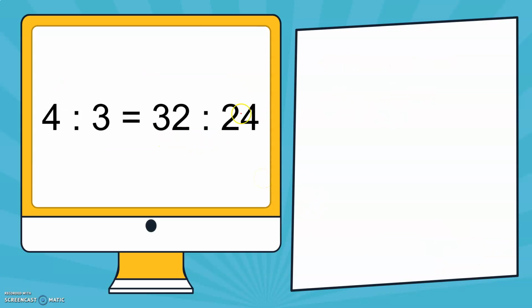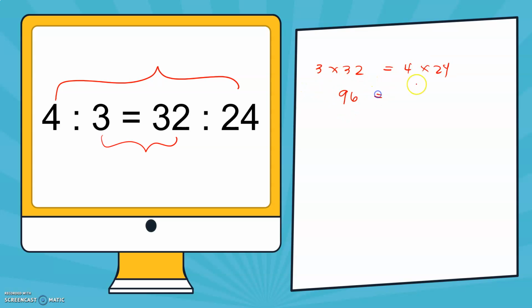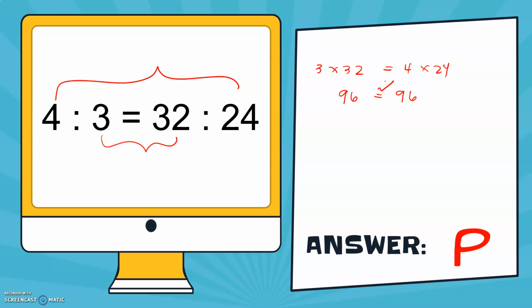Let's have the next one. So again, we will just multiply the extremes and the means. You can get the product of the means first before the product of the extremes. That will just be the same. So let's try 3 times 32. Then 4 times 24. 3 times 32 will give us 96, while 4 times 24 will give us 96 as well. Are they equal? Of course they are. Since they are equal, then this is a proportion.